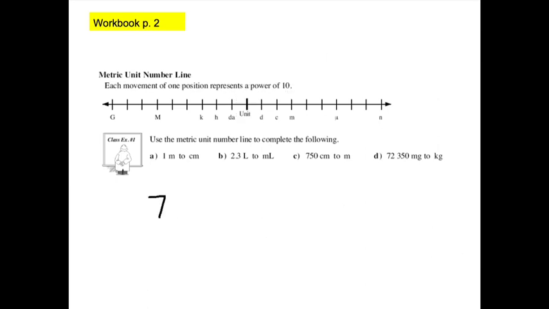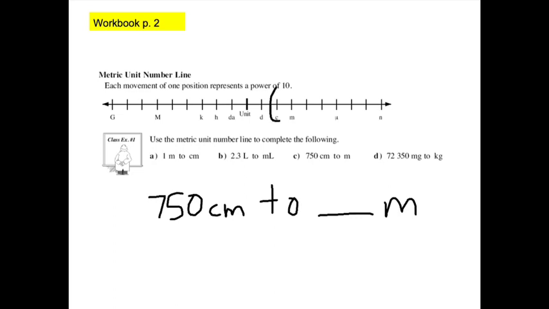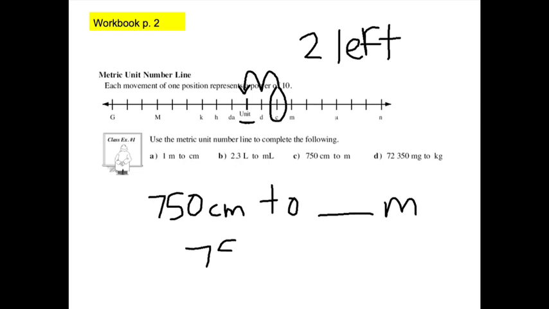For the next one, we have 750 centimeters to whatever it might be in meters. Again, circle where you're starting, underline where you're ending, and figure out how many decimal places and what direction you're moving. So we're going to move 1, 2 to the left. So with 750, there's an implied decimal right at the very right of the number itself. You're going to move it 1, 2 to the left. So 750 centimeters is equal to 7.5 meters.